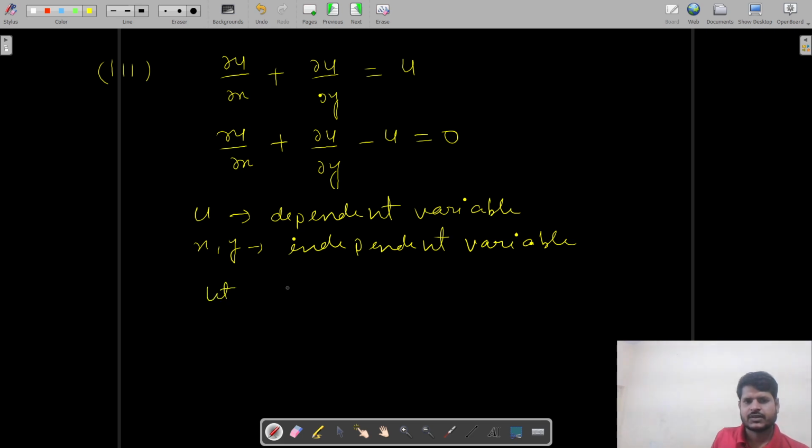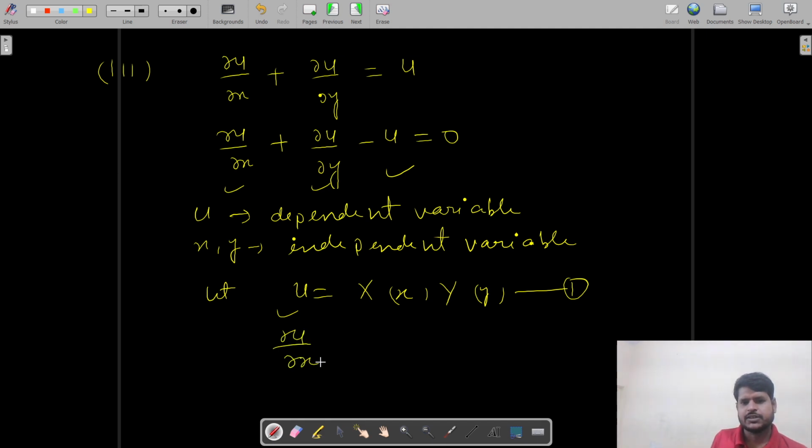Let u equal capital X of small x into capital Y of small y. So first of all, we need the derivative of u with respect to y and with respect to x. First we find the derivative with respect to x, which is X dash Y. Then the derivative with respect to y, which is X Y dash.